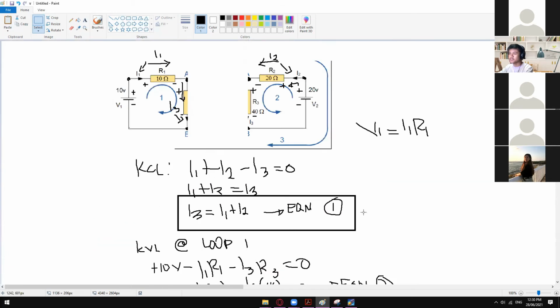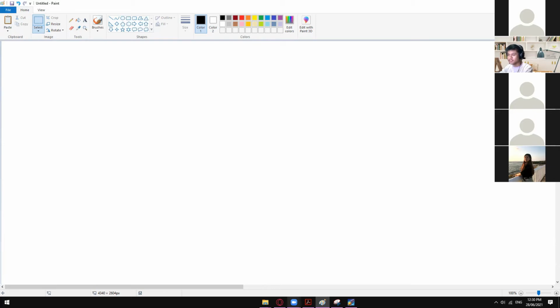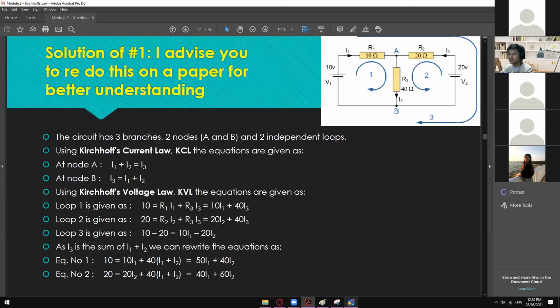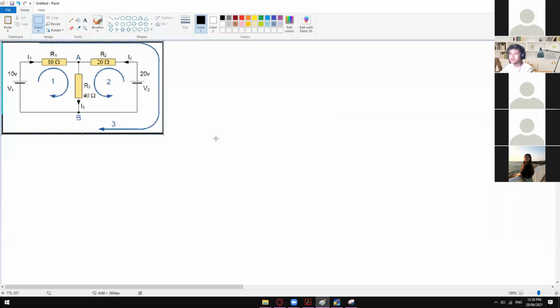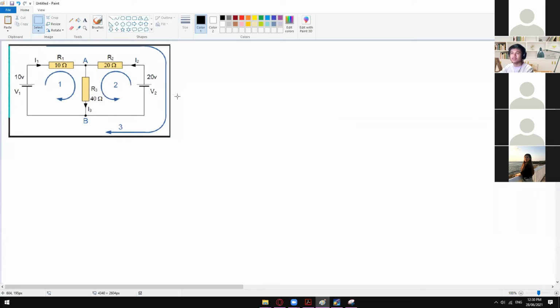Anyway, so let's start with the equation number 1. Okay, so let's start from scratch. So let me go through this one again, so that you guys will be able to fully understand everything. Okay, so again, when it comes to KCL, we always try to find the supernode.